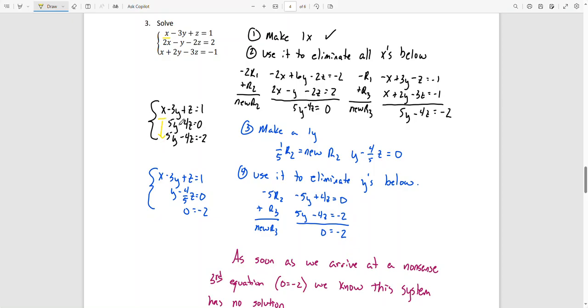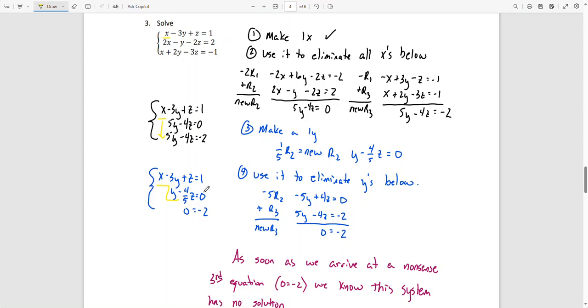Now this 5y minus 4z, I need to make a 1y. I'll divide by 5 or multiply by 1/5, however you want to think of it. And so my new row 2 will be y minus 4/5 z equals 0. Cool. All right, there we are.